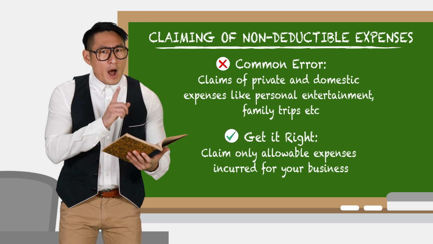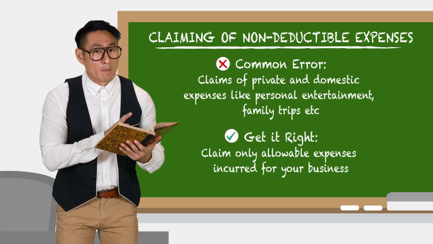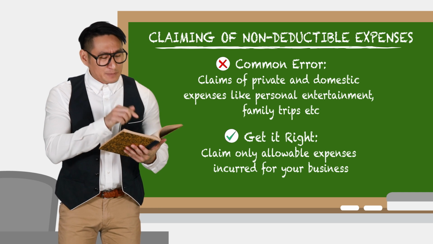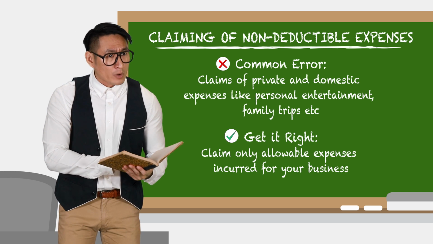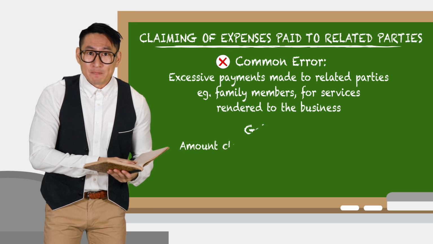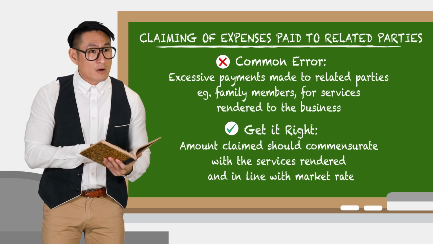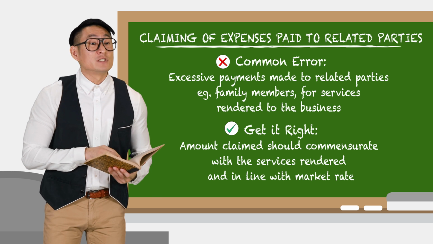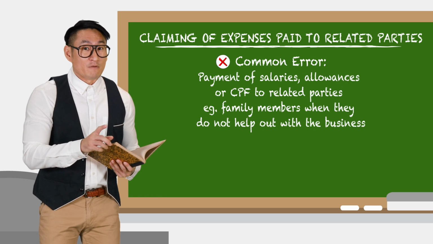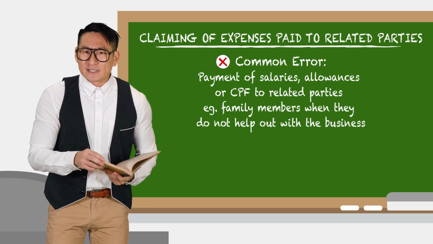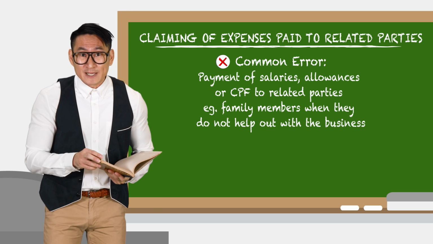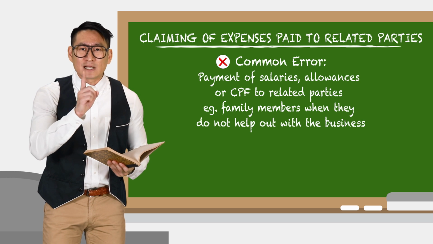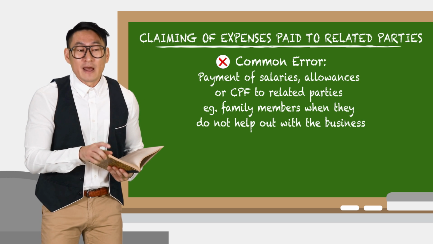Hey, why did you pay $10,000 to your mother in this month just because she helped you to organize your records? Oops. Even if it's your family member, the salary or bonus that you pay out should be in line with the market rate and be proportionate to the service rendered. If you gave your family members household allowances, school fees or pocket money, you are not allowed to claim such payments as these are personal and private in nature.